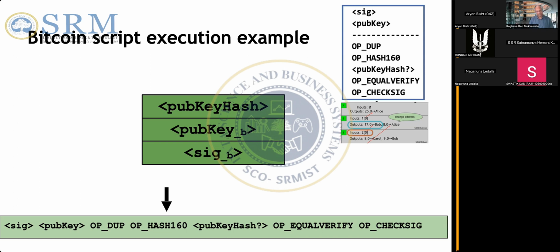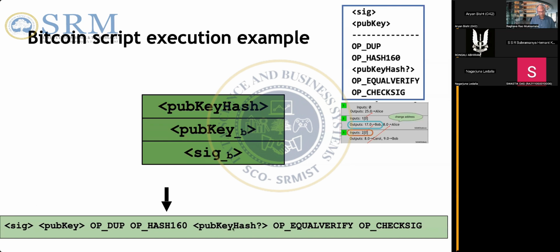So now let's go to the next step. We have the public key hash. Again, remember the syntax here: all the values are indicated using these angular braces. So if you see an angular brace, this is nothing but a value.